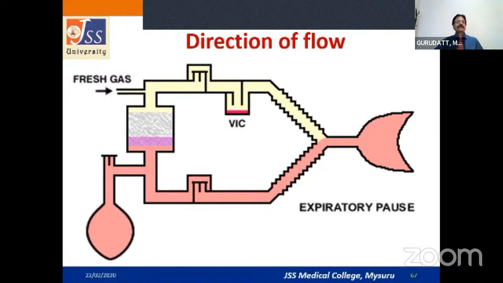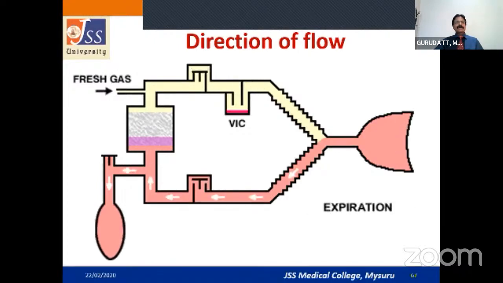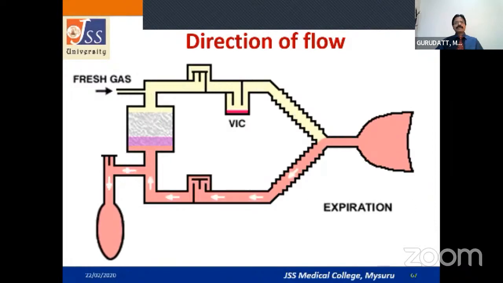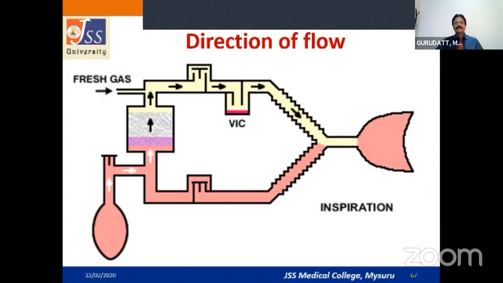Then they pass through the soda lime, and the carbon dioxide gets absorbed. The fresh gases are added on. So the gases will move through the inspiratory unidirectional valve and go to the patient. So many times you can be asked about this, particularly to show the direction.